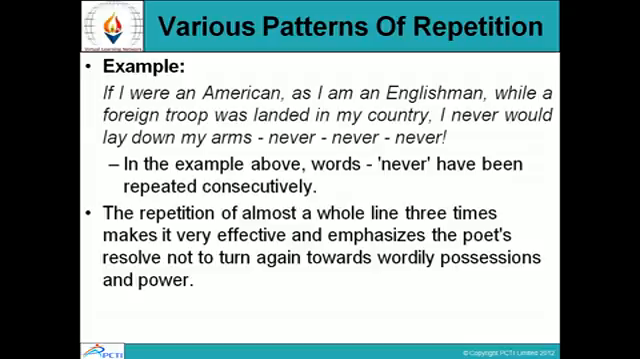Another example: if I were an American as I am an Englishman, while a foreign troop was landed in my country, I never would lay down my arms. Never, never, never. In this example, the word never has been repeated consecutively. You saw above in a nursery rhyme that whole lines could be repeated. Such repetitions are in fact quite common in serious poetry as well, especially religious poetry. If we look at T.S. Eliot's Ash Wednesday, some of its lines have this kind of repetition too.